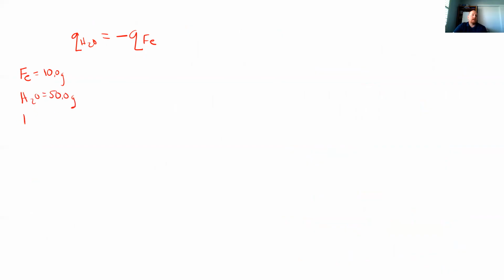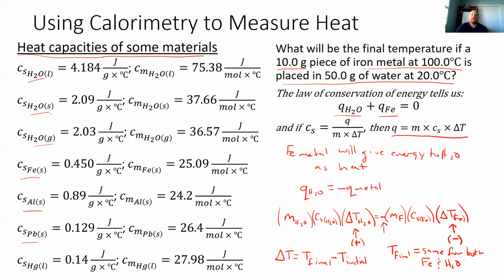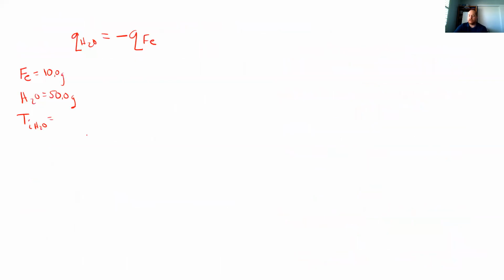The initial temperature of the water was, if we go back to this, 20 degrees Celsius. The initial temperature of the iron is 100.0 degrees Celsius.